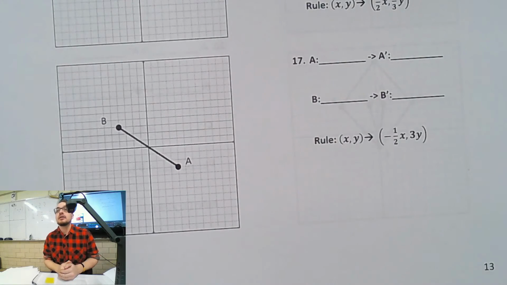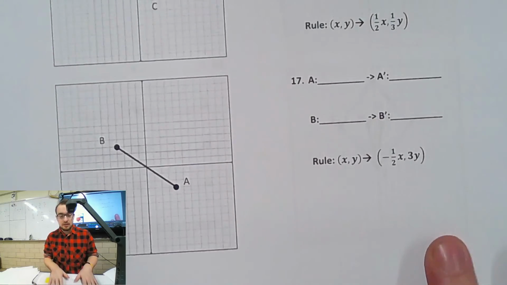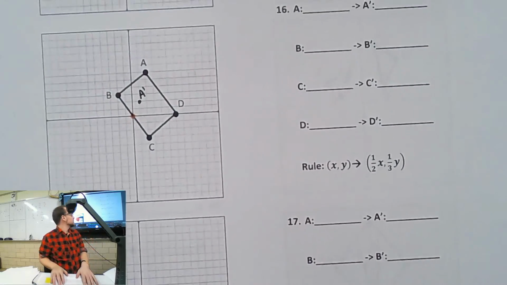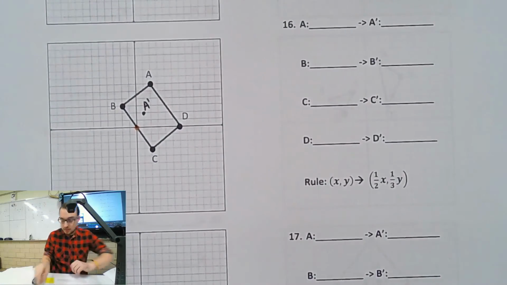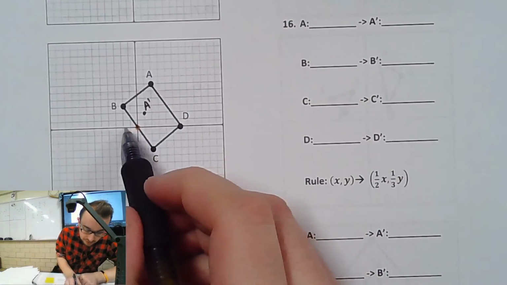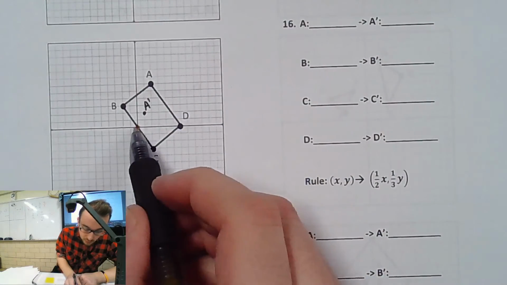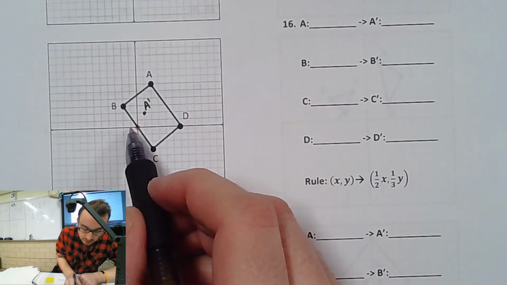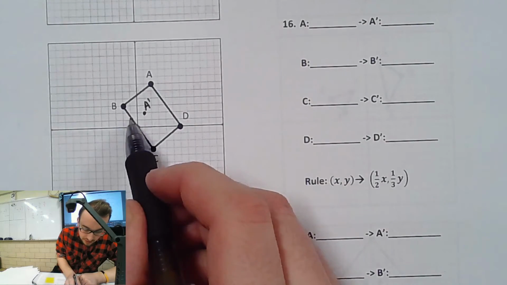Speaking of which, Danny, can we go back up to the next question and try B? Sure, we can do that. B is how much to the left? 2. So we have that as 1 to the left, -1. B is 3 up, so we third that. It's right here. There's B prime.